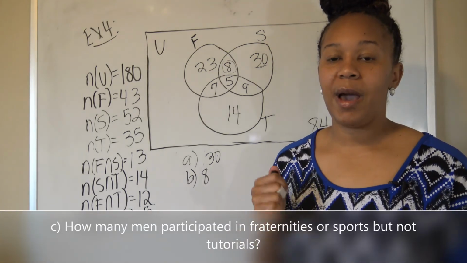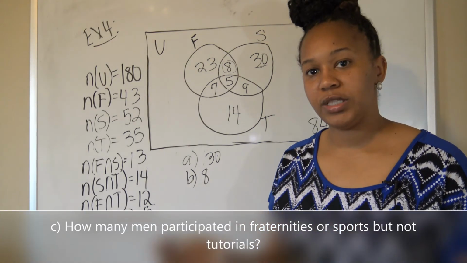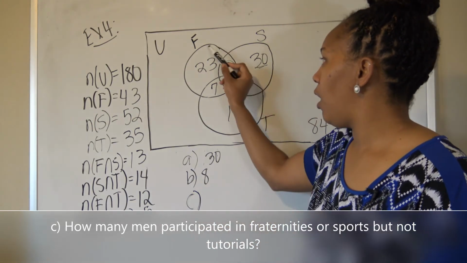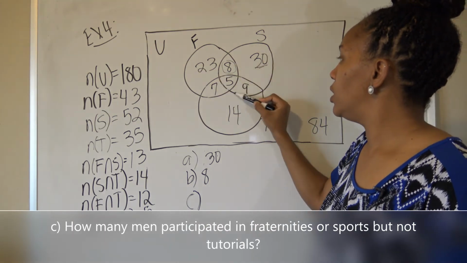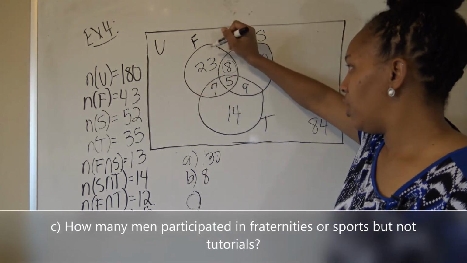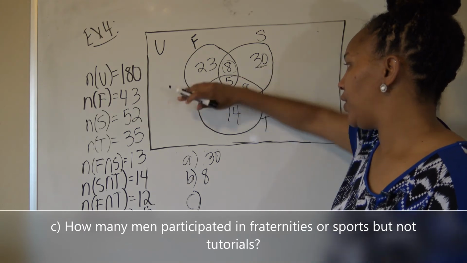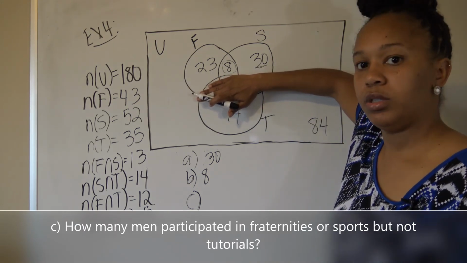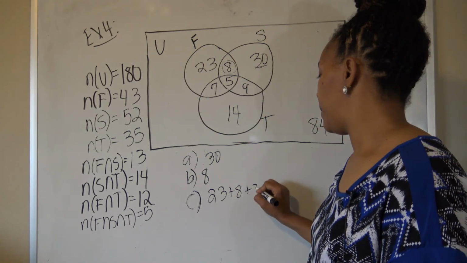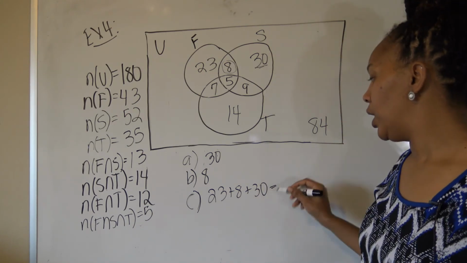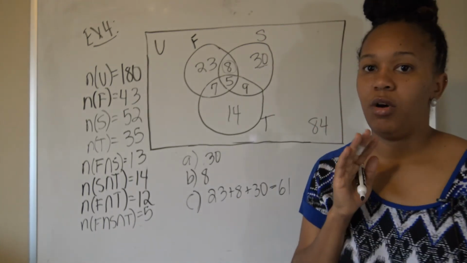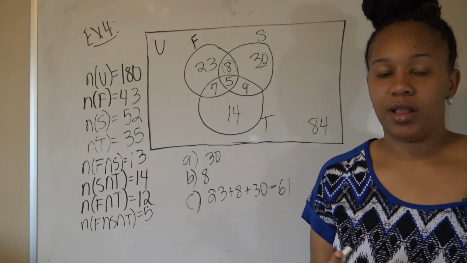For part C, we want to know how many participated in fraternities or sports, but not tutorials. So or means instead of taking the overlapping region, I want to take all of the ones in fraternities, all the ones in sports, but the ones that are not in tutorials. If I take out the tutorials, then I'm left with just those 3 numbers, the 23, the 8, and the 30. So I need to add those together to get that there are 61 who participated in fraternities or sports, but not tutorials. Hopefully you get how I'm looking at these and figuring out these numbers.